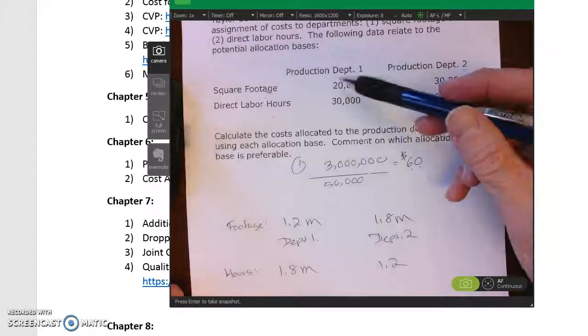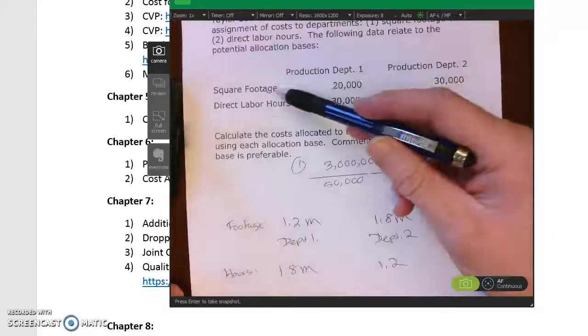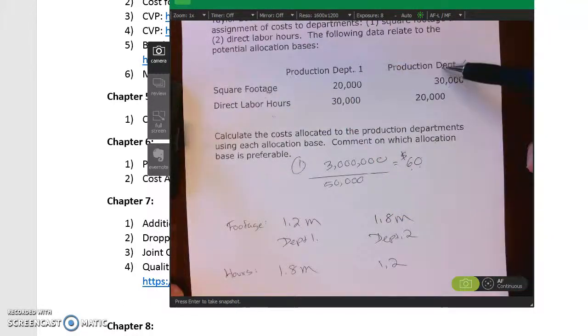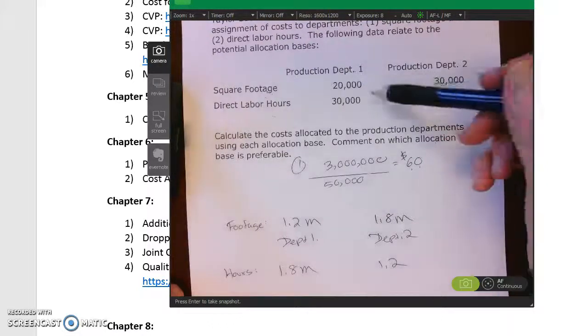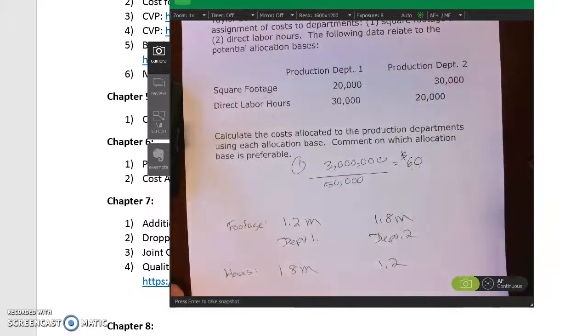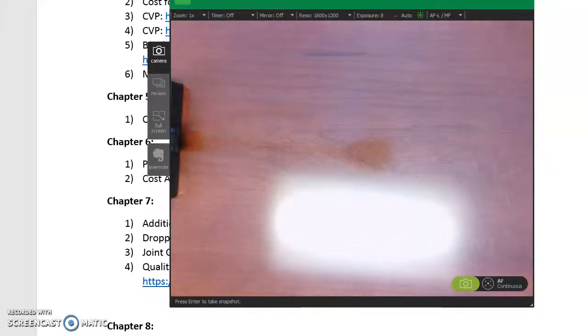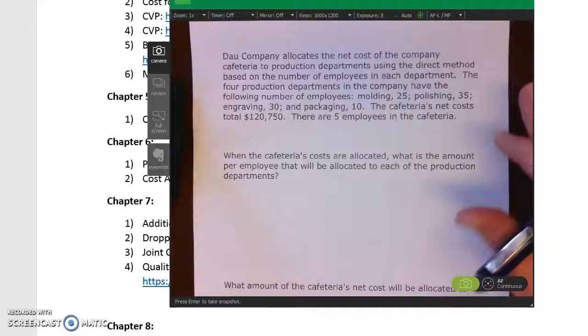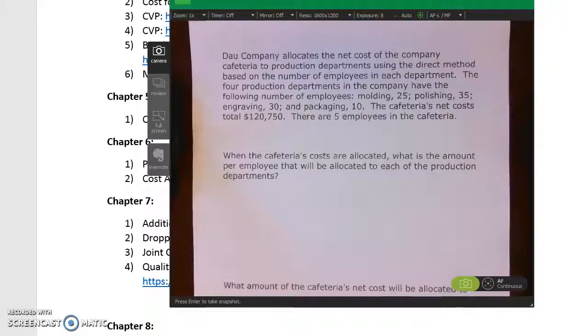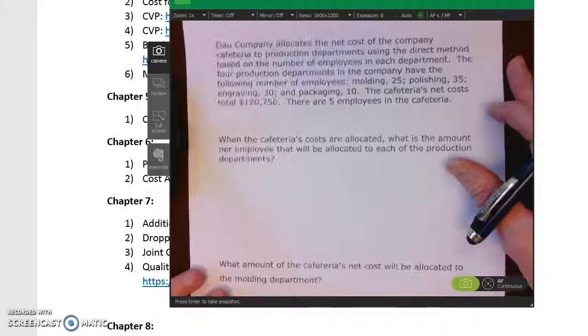Department 1 manager may say, I think the true cost driver is square footage. Department 2 said, no. It's direct labor hours. But their real underlying reason is that they get less cost. Okay? Here's another example. Again, y'all may want to stop the lecture video and then check your work. Okay? So I'm going to go ahead and go over this one now.